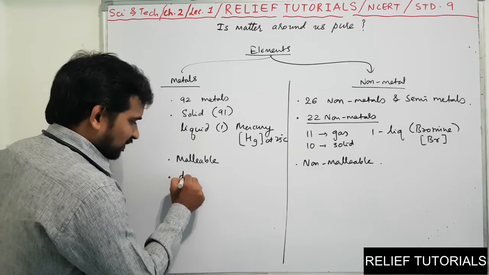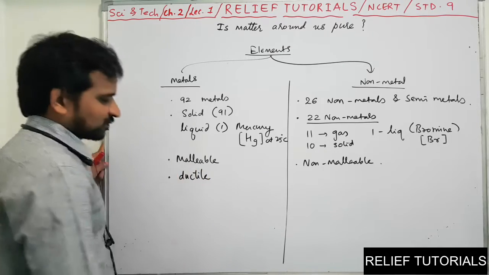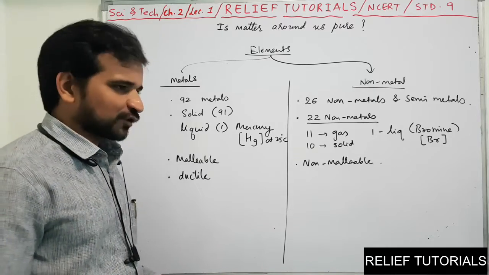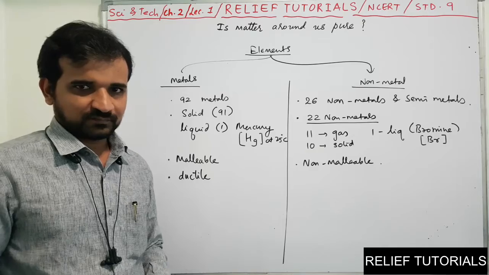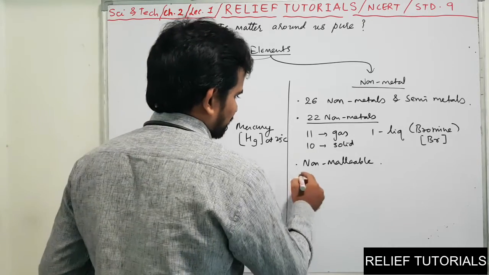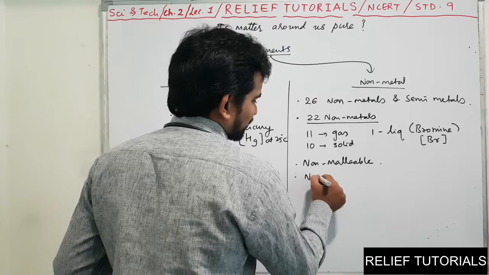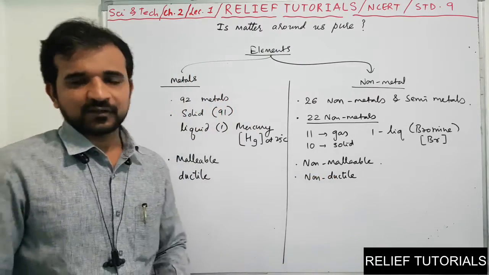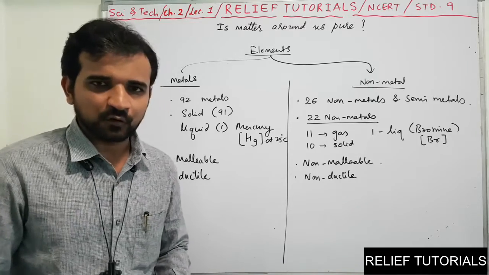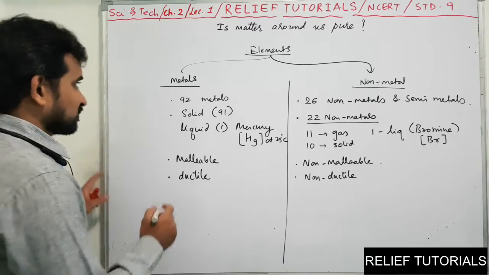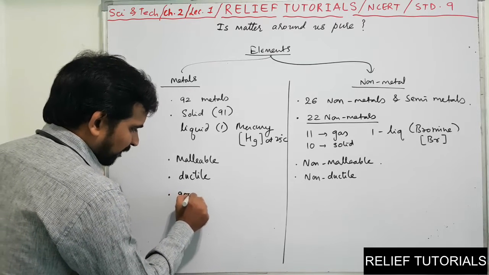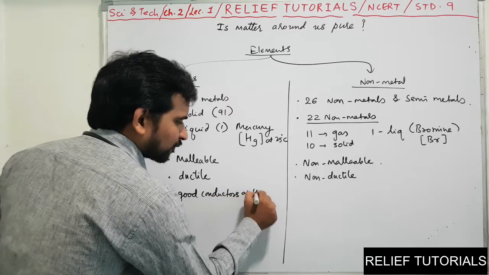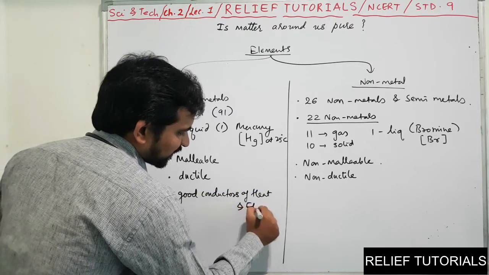Most of the metals are ductile. Ductile means they can be stretched and converted into thin wires. But non-metals are non-ductile. They cannot be stretched and cannot be converted into thin, long wires. Most of the metals are good conductors of heat and electricity.